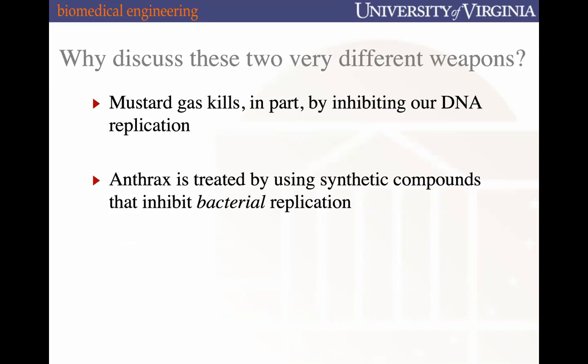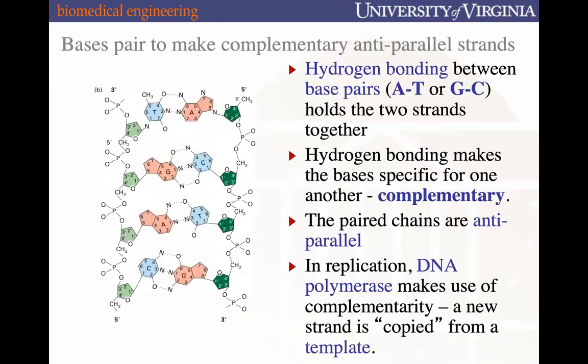So the reason why we're mentioning these two chemical or biological agents is that mustard gas kills by inhibiting our DNA replication, and anthrax is treated by antibiotics or other compounds that inhibit the bacteria's replication. And so we're going to try and discuss DNA replication both in mammalian or eukaryotic cells as well as in prokaryotic cells, to try and better understand mustard gas and anthrax.